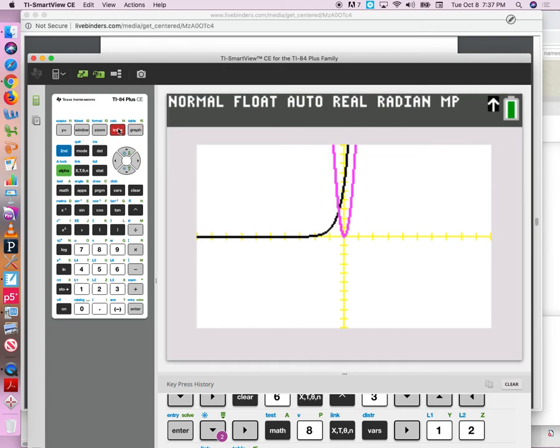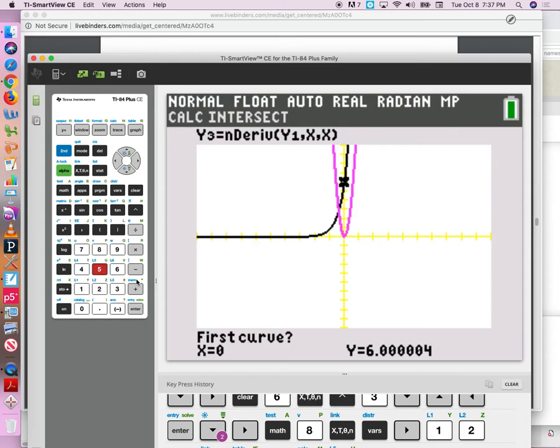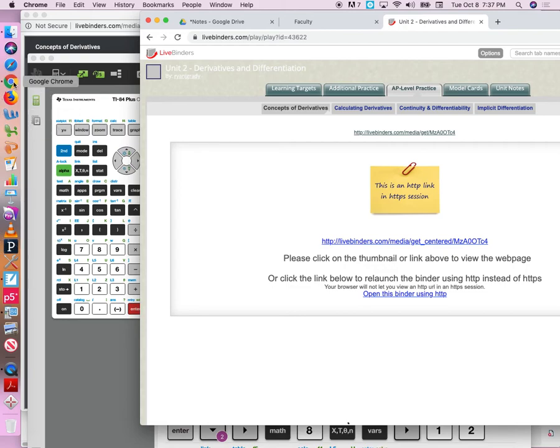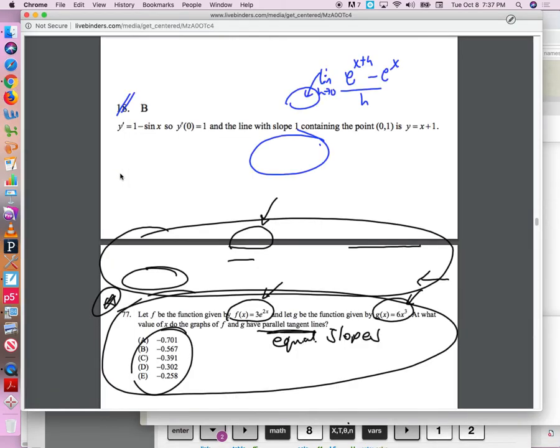So I'm going to go to second calc 5. And first curve. Sometimes you'll have more than one curve, so sometimes you have to go through this slowly. I hit first curve, second curve, and then I just go enter for guess. And I get negative 0.391, which is an answer choice. If you were going to have to do this on free response, you would just have to show them f of x equals g prime of x at negative 0.0391. Make sure you show them the calculus that you're doing.